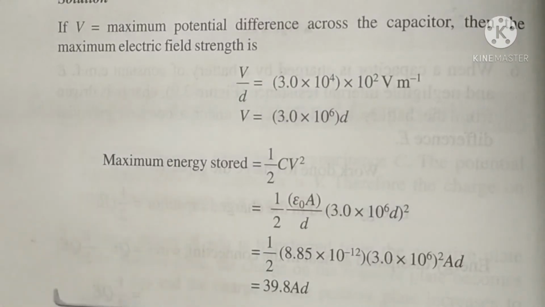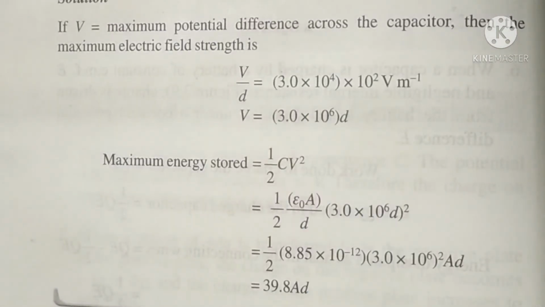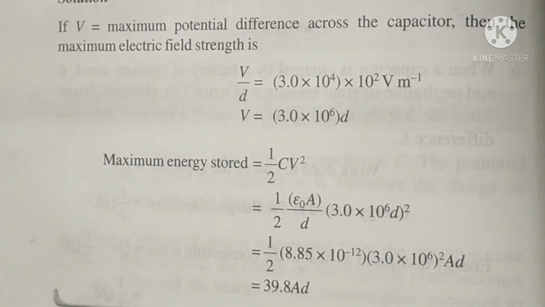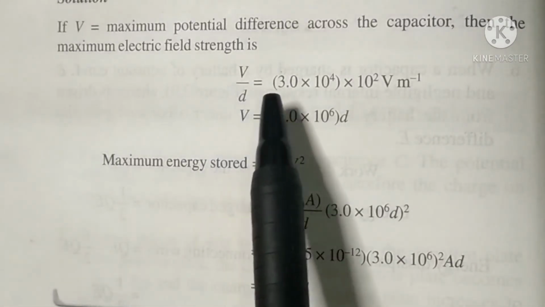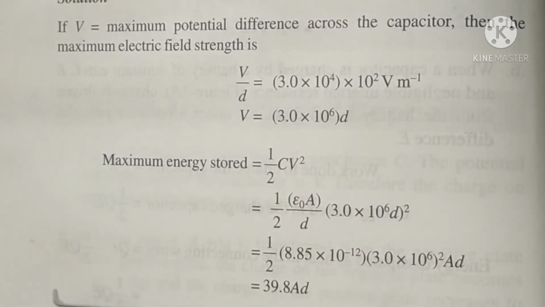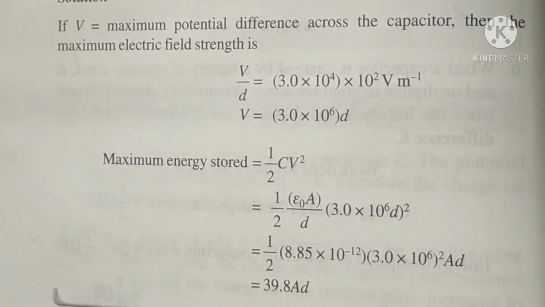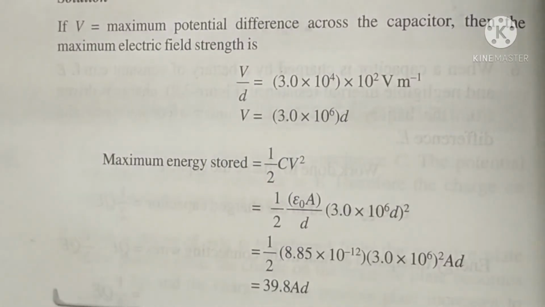This is the solution. If V is the maximum potential difference across the capacitor, then the maximum electric field strength is V over d, where 3.0 times 10 to the power of 4 volt per centimeter, we have to convert to volt per meter by multiplying by 10 to the power of 2. So the answer will be V equals 3.0 times 10 to the power of 6 d.